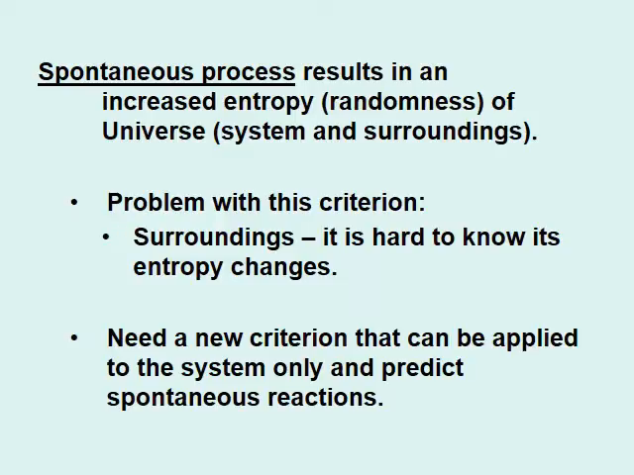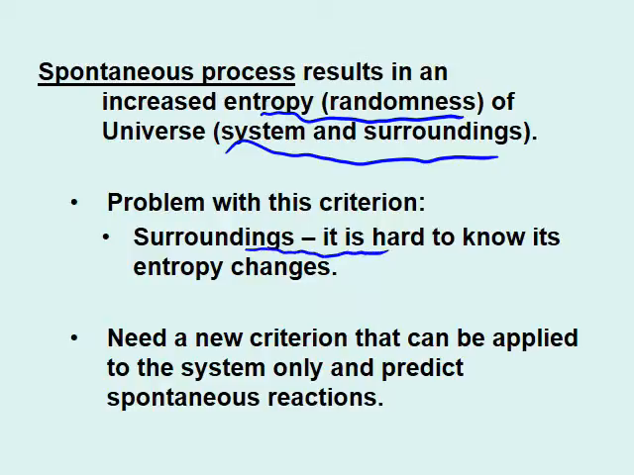Now, this is the review of what we just mentioned in section 1 of this chapter, that a spontaneous process results in an increased entropy or randomness of the universe. So that's system plus surroundings. But there is a problem with this criterion.